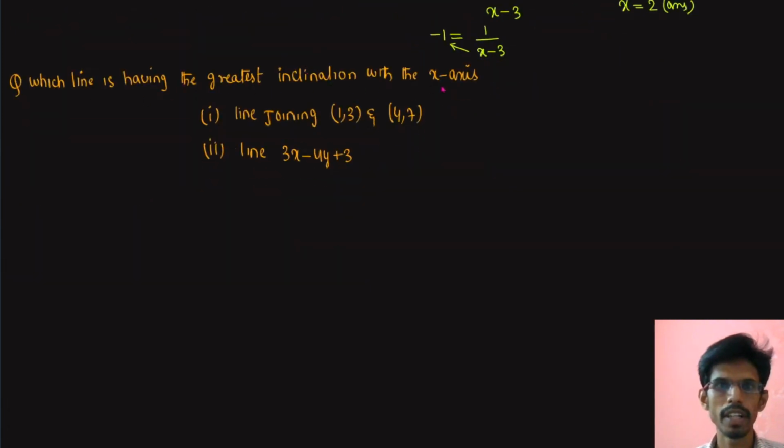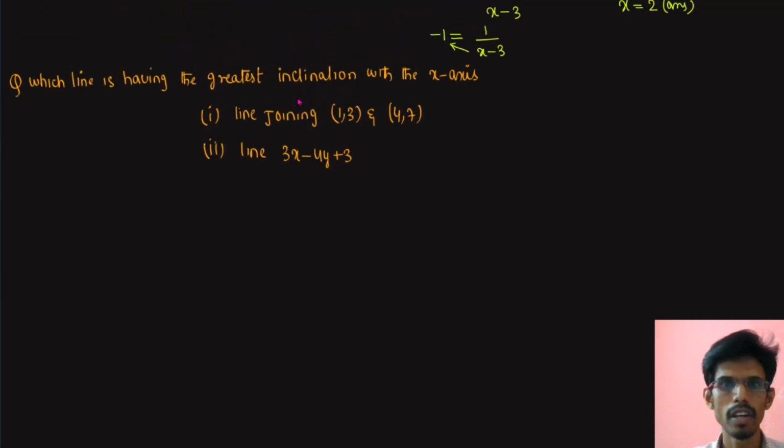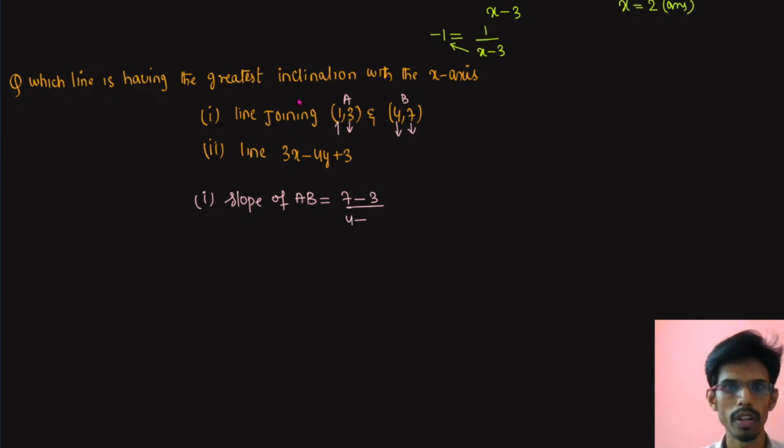Now which line has the greatest inclination? So we have two lines. Here we have points. Let us take these points as A and B. I'll find out the slope of AB. The formula is the same, y2 minus y1 by x2 minus x1. Here y2 is 7 minus y1 is 3, upon x2, which is 4, minus x1, which is 1. So 7 minus 3 will be 4.